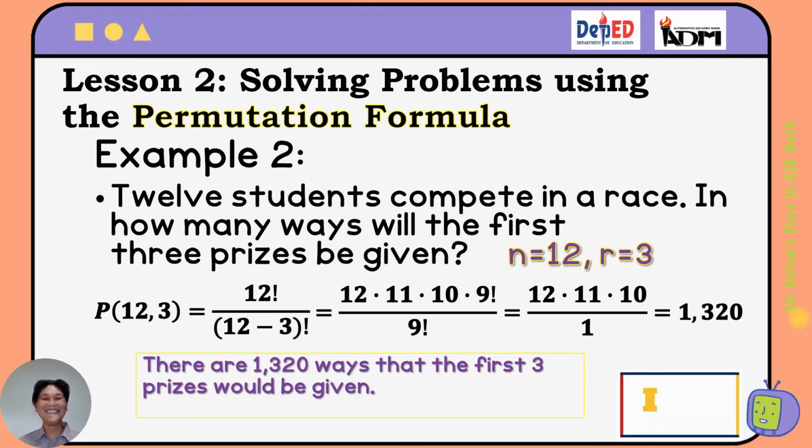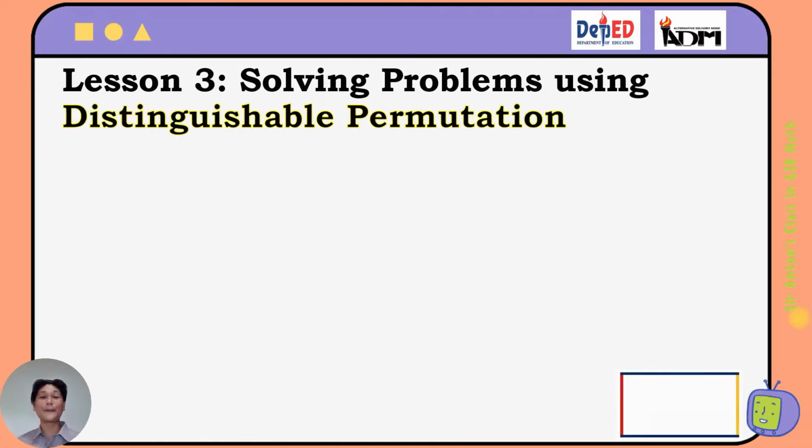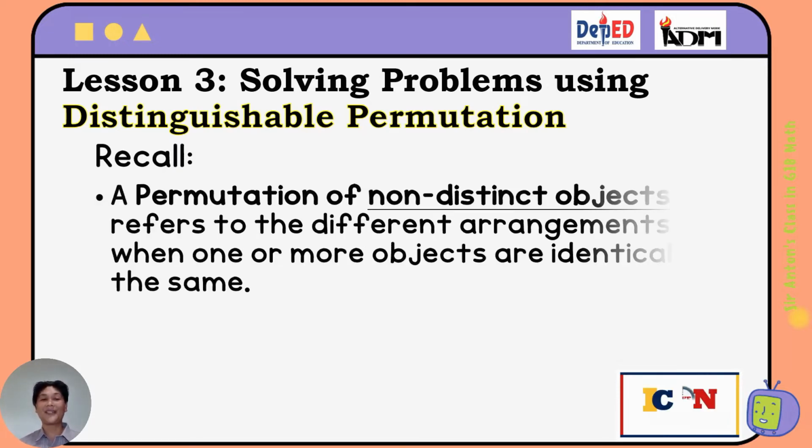You got that one? Very good! Thank you so much. Okay, let's proceed now. Lesson 3. Solving problems using distinguishable permutation. What is this? Let us have a simple recall. A permutation of non-distinct objects refers to the different arrangements when one or more objects are identical or the same.